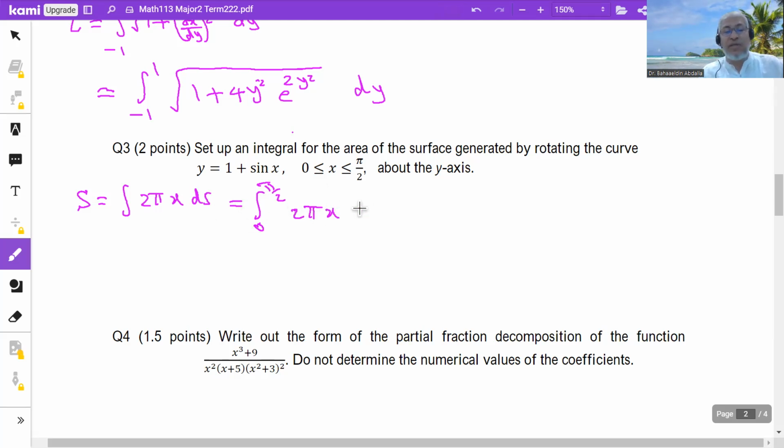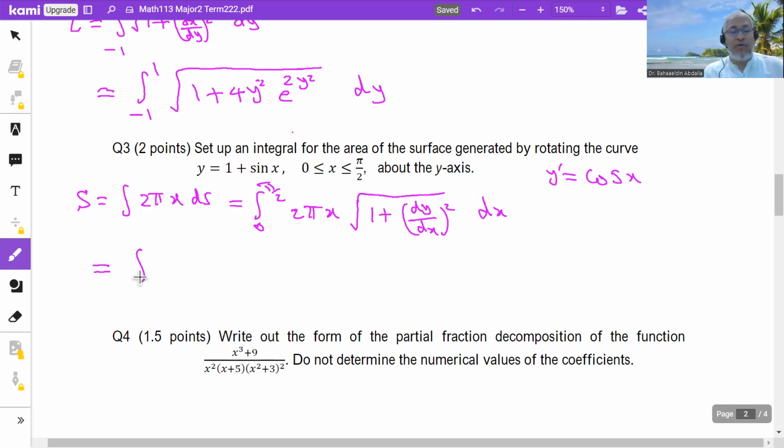And the definition of ds in this case would be as in the previous question, 1 plus, and I'm using dx, so I'll have dy by dx to the power 2. So I need y prime, I have y equals 1 plus sine x, let me find y prime or dy by dx. The derivative of 1 is 0, the derivative of sine is cosine. So the formula would be from 0 to pi over 2, 2 pi x.